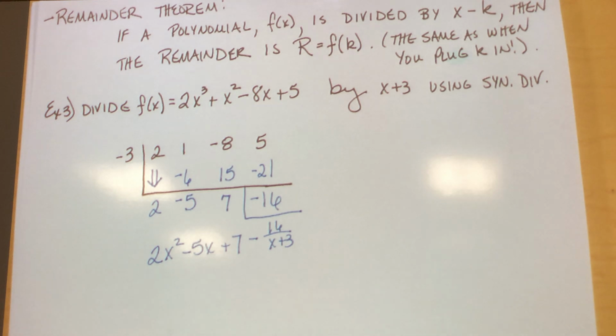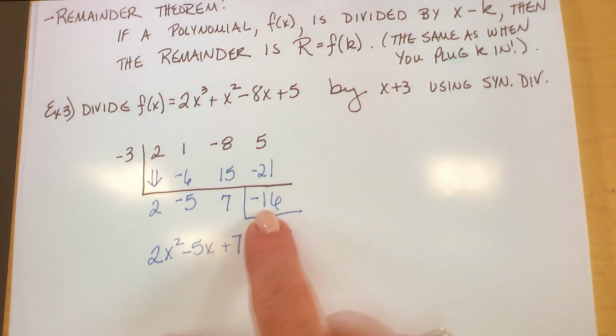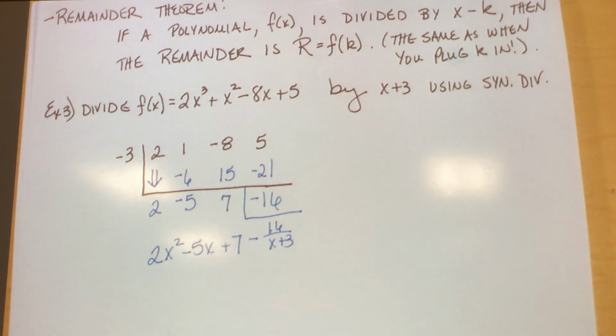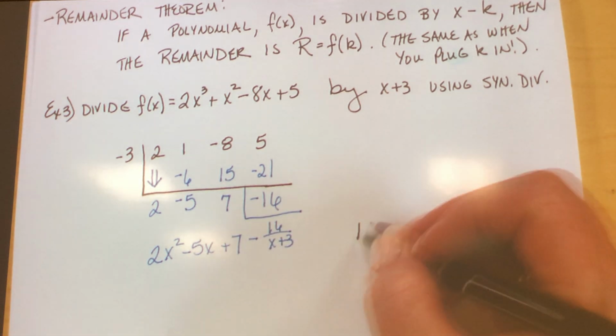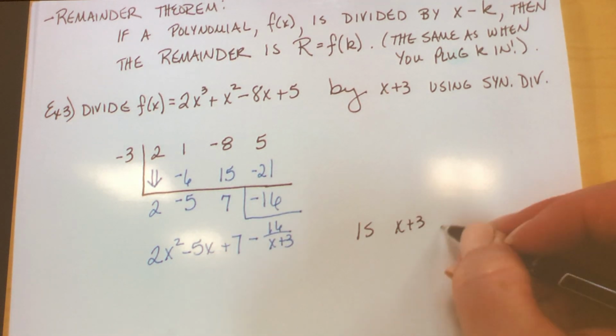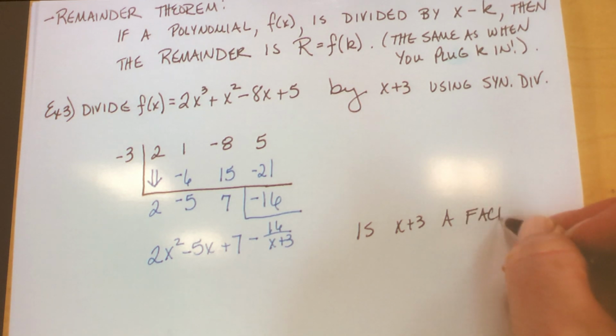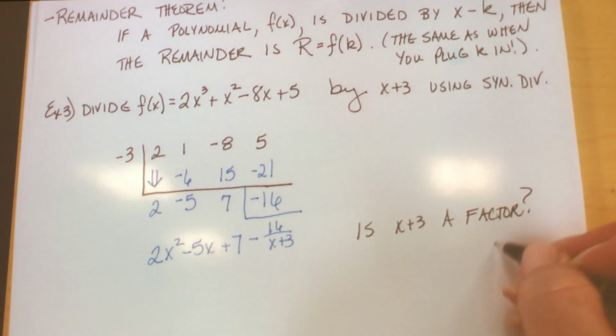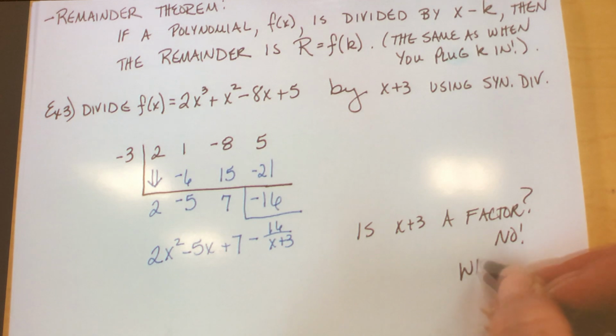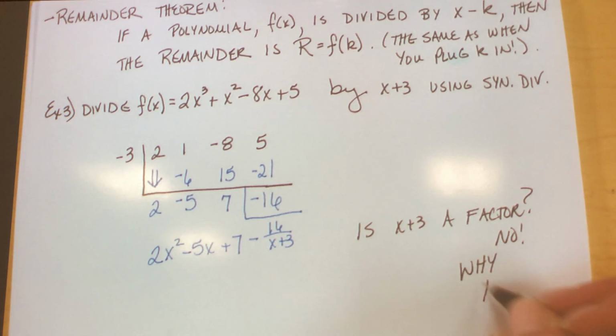0. Why is he not a factor? Because the remainder's not 0, people. So is x plus 3 a factor? No. Why? Because they have the remainder. Our remainder's not equal to 0.